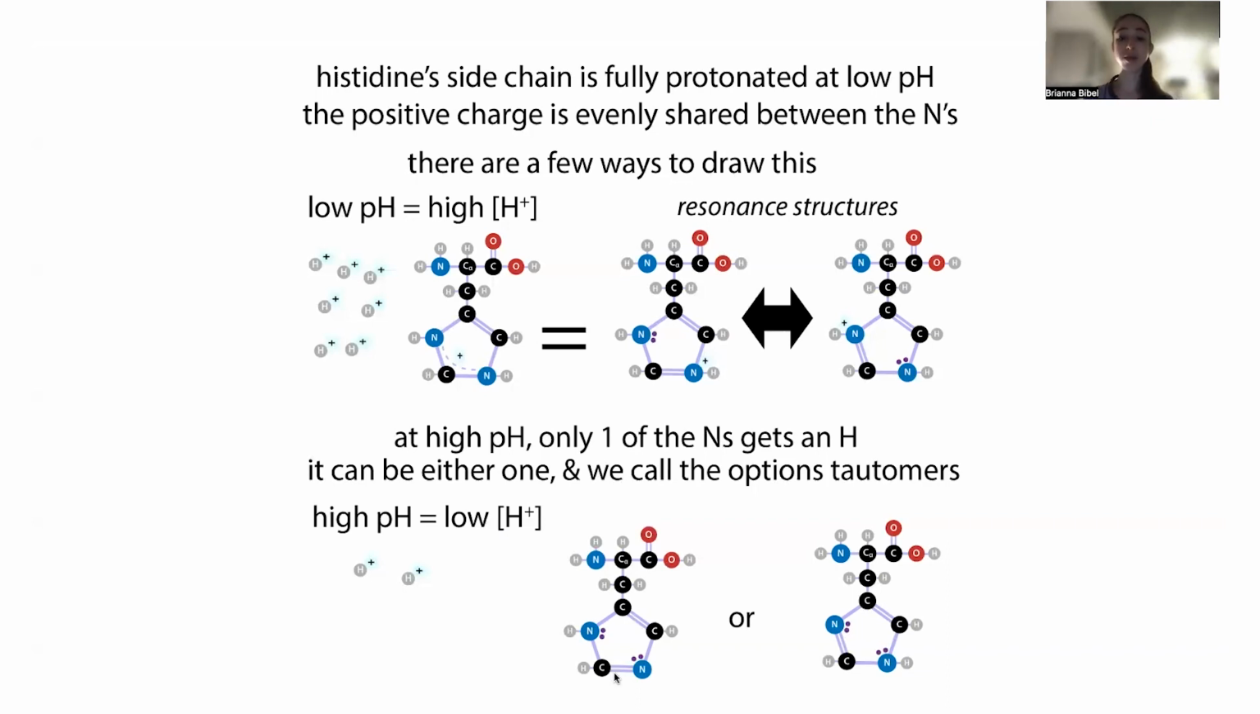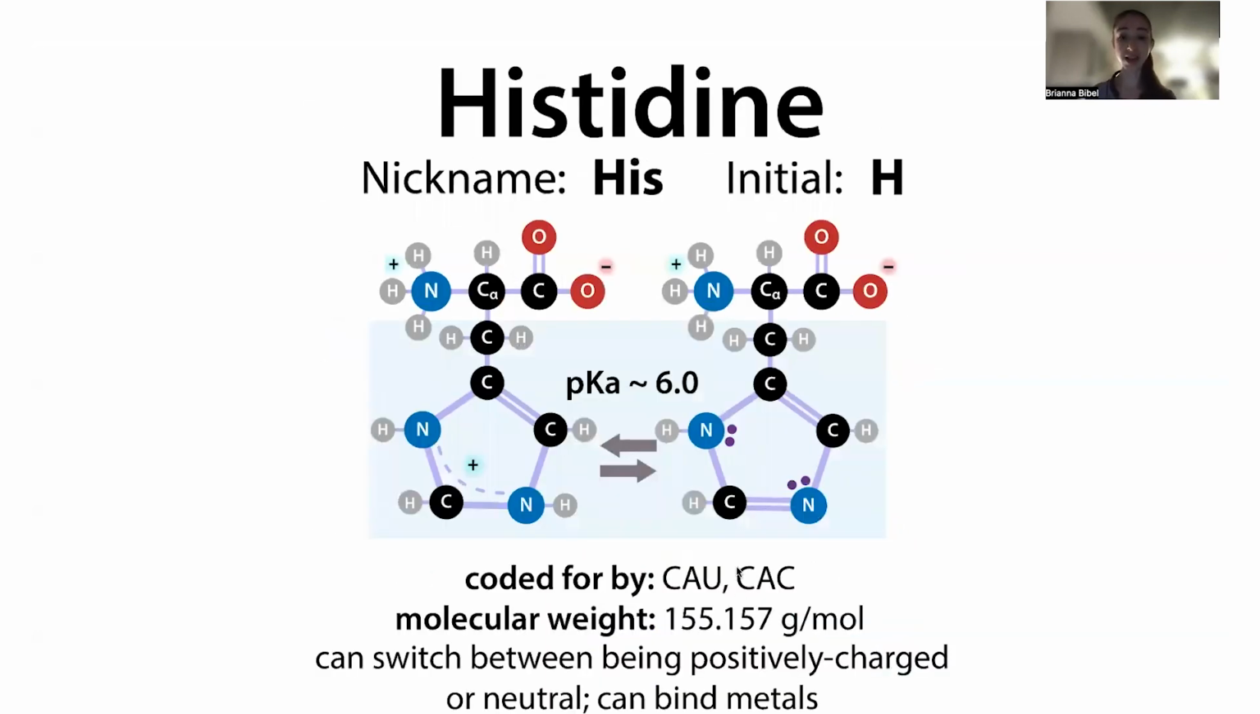When we talk about deprotonation, we're only losing one of the protons. So one of these nitrogens is still going to have a proton, but which one? It could be either, and therefore we can draw that proton on either of these nitrogens, and we call these different tautomers. Both of these tautomers can exist under certain conditions. One might be more favorable than the other, but you'll see them both. So there are lots of different ways we can draw histidine.